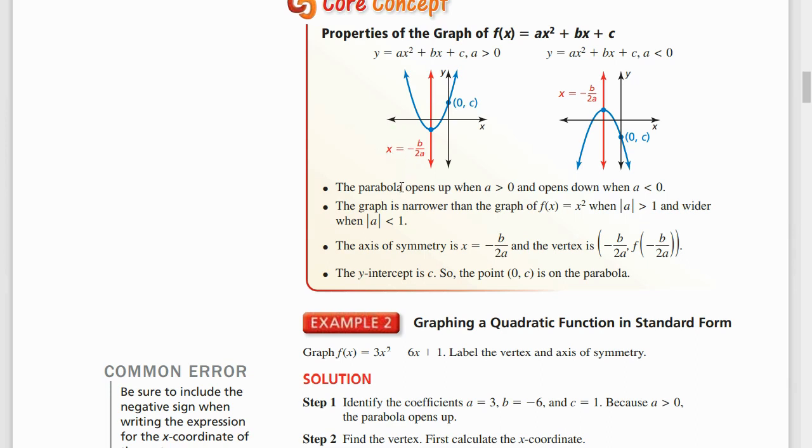And then, of course, if a is positive, the thing opens up. If a is negative, it opens down. If you want to find the actual (h, k), the vertex, then you will take the -b over 2a. That'll be your x value of the vertex. And then plug it into the actual function to find f of that. So this would be your k. So this is h and this is k, and that's how we can find them when we're in standard form.